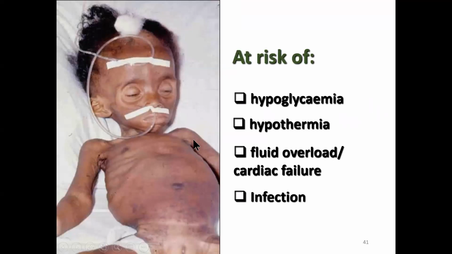The main risk is hypoglycemia. If you have them, they need to be closely monitored for hypoglycemia. They need to be kept very warm in a warm room. Winter is not a good time for malnutrition. Most of them will die because of hypothermia. So if we have them, they need to be in a very warm room.